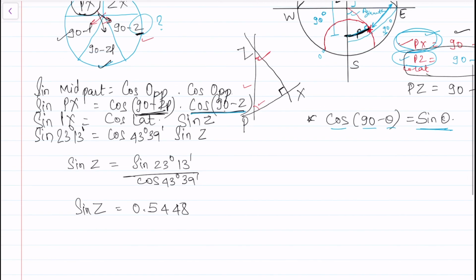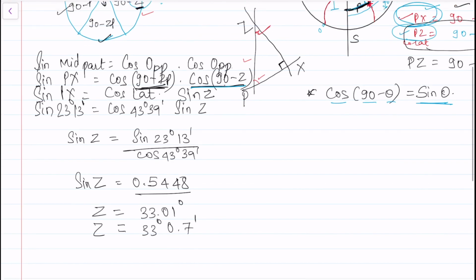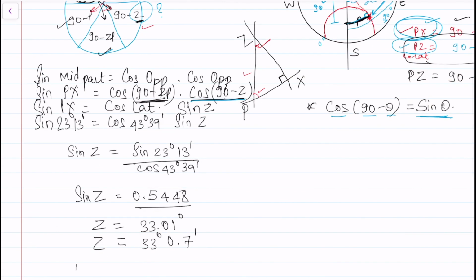Now what you have to do is just take sine inverse of this value. You get 33.01 degrees, and if you convert it to degrees and minutes, it is 33 degrees 01.7 minutes. Like I said earlier, we have considered only one side, that is east. So this azimuth is south 33 degrees 01.7 minutes east, but there is a possibility that it may come on the setting side also. So during the solution, you'll have to write south 33 degrees 01.7 minutes west also.